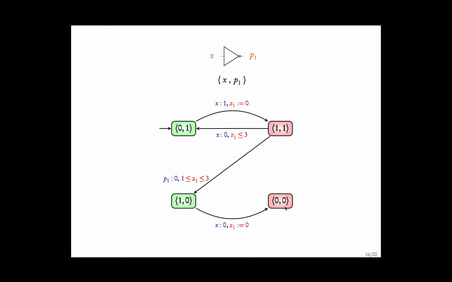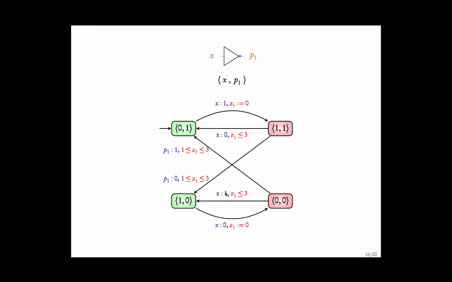When X becomes 0, the circuit goes to this state. This is unstable. X is 0 and P1 is 0. Now there are two choices. Either the circuit becomes stable because the value of P1 changes, and for this to happen, the value of Z1 should be between 1 and 3, or the circuit becomes stable because the value of the input changes before it becomes stable. Okay? And that is modeled by saying that there is a transition here which makes X to 1.